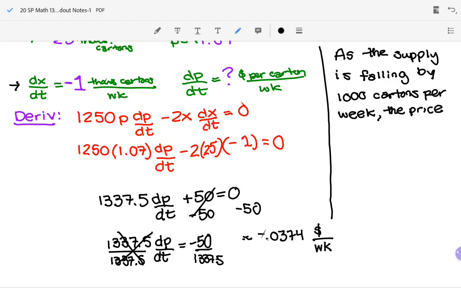So as the supply is falling by 1,000 cartons per week, the price is doing what? If it's -0.0374, is the price, should we raise it or should we lower it? Negative says we should decrease the price. The price is decreasing by, and we're going to round to the nearest penny just because we're talking about money. So you could say 3 cents, but really the 7 says I should probably round up. So I would say 4 cents per week. So supply is pretty tough to predict, but according to this model, if our supply is falling by 1,000 cartons, we should still be dropping our price by 4 cents per carton per week.